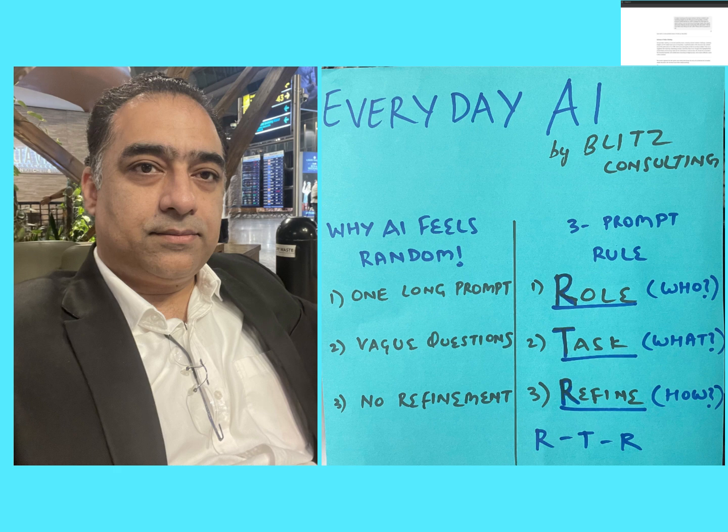So AI sometimes feels really random because of three habits. We tend to write one long prompt. We ask vague questions that are not clear to us also, and we accept the first draft just out of inertia or laziness. Now, it's not that this is AI's problem. This is actually the problem in our input. There is no structure in our input.